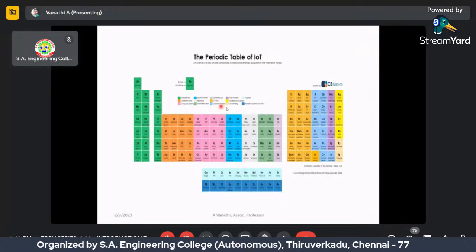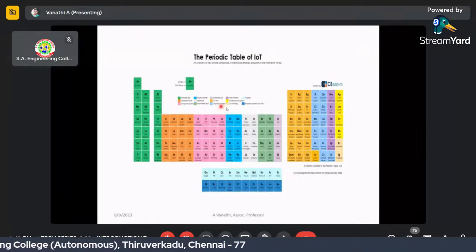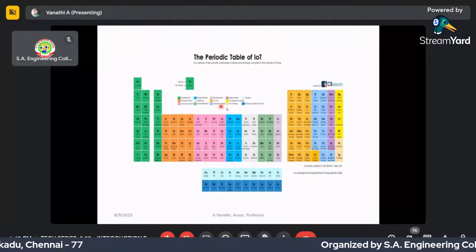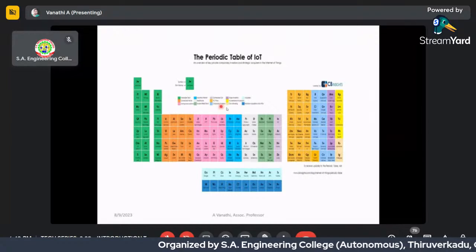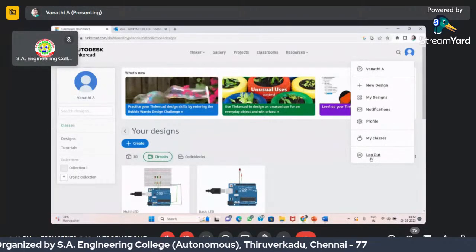So with this presentation, I would like to go for some practical implementation, because only with the PPT you cannot enjoy the IoT. So I would like to go with the practical applications.